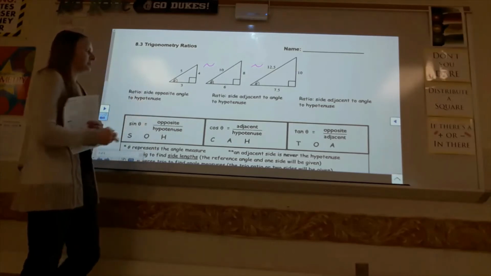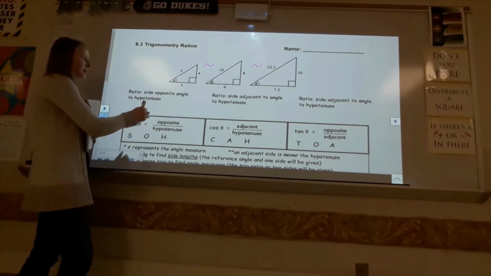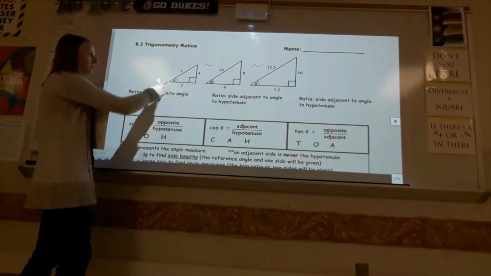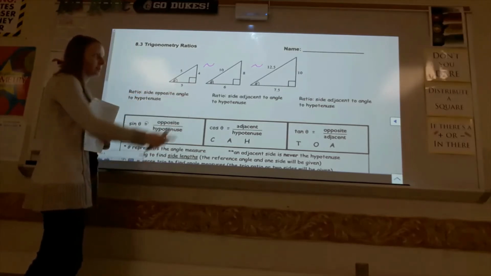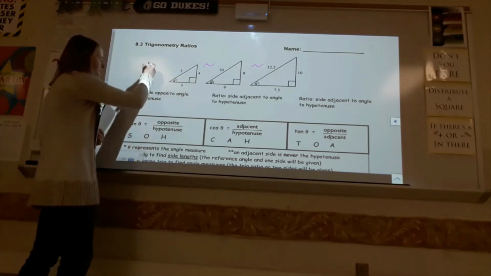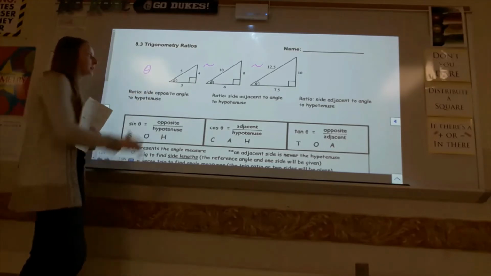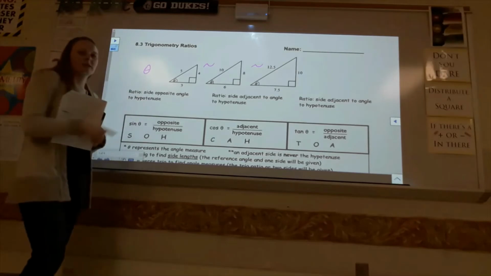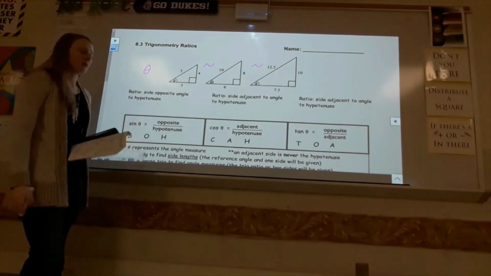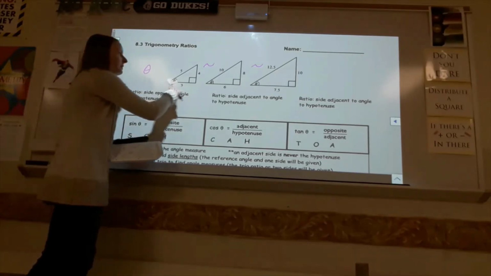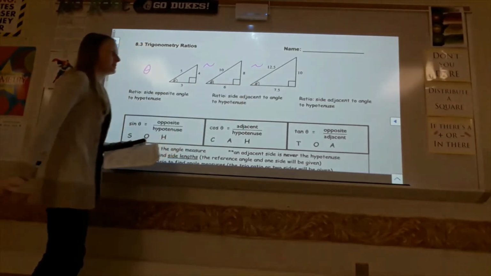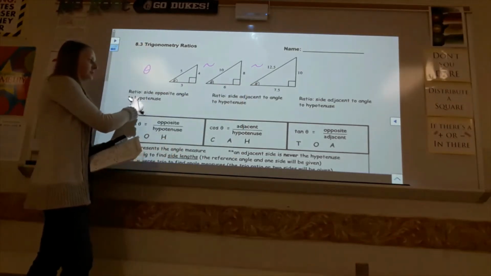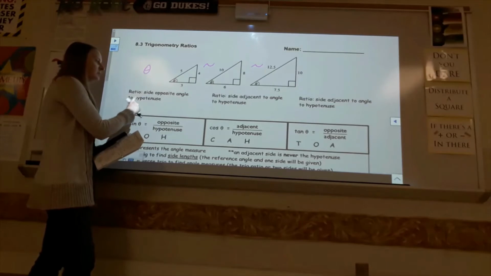So the first ratio we're going to be talking about is when you compare the side opposite the angle labeled. These are all labeled in your notes with a little symbol called theta. That symbol right there is called theta, and that's called the reference angle. The one that's labeled, or the one that they give you as a number, is called the reference angle. So here they have the little corner on the left as the reference angle. The first ratio is the side opposite the angle to the hypotenuse.